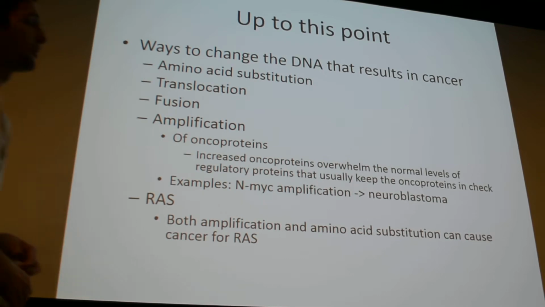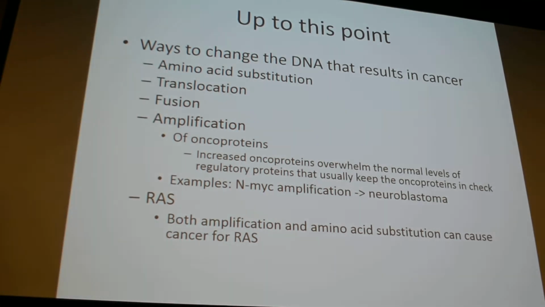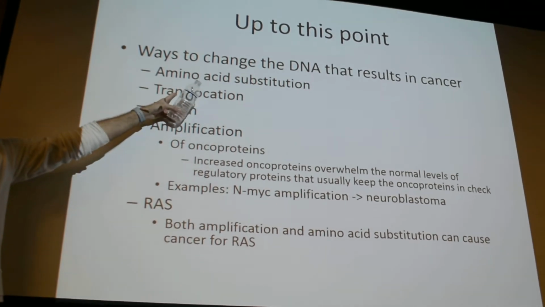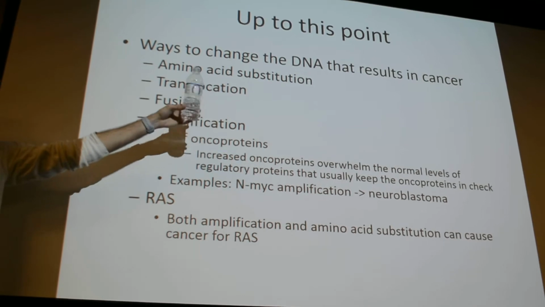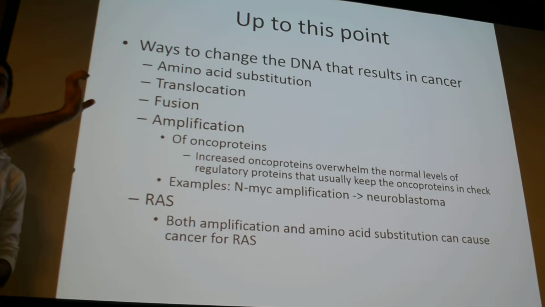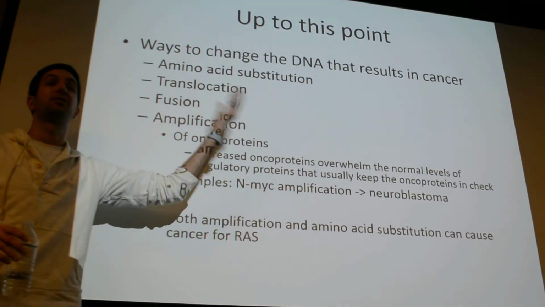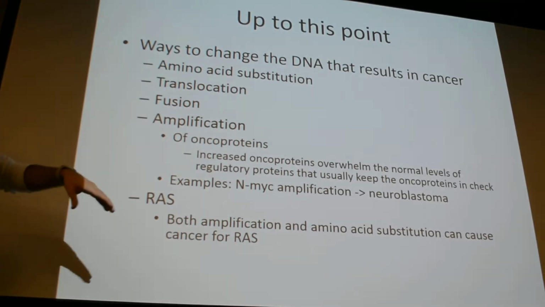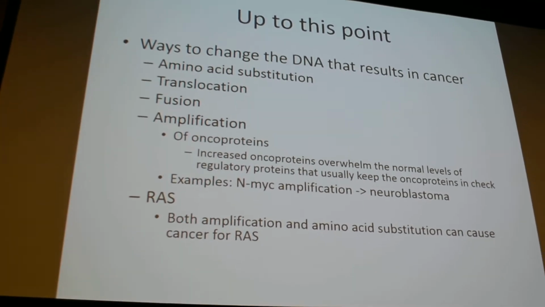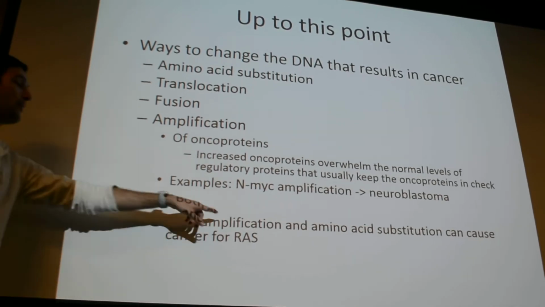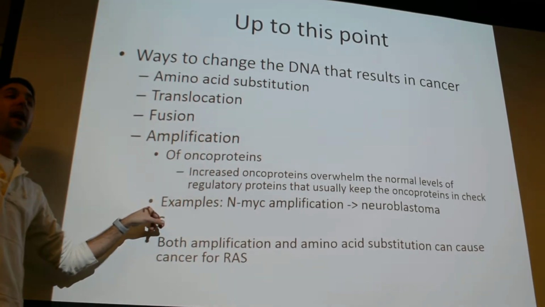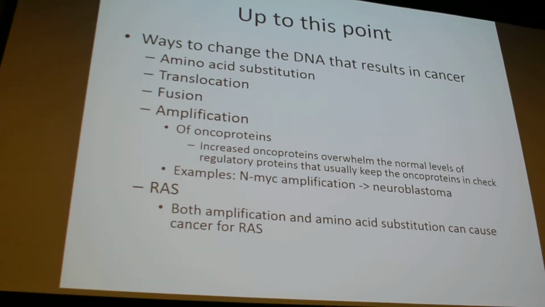So, up to this point, we talked about how mutations are going to lead to these different cancer phenotypes. Either we can get an actual amino acid substitution, or a translocation, like a fusion. We can get amplification, where I just increase the number of times that gene is in the DNA. Or it could even be changing the transcription levels of just the one gene. RAS can be due either to getting amplified, or to mutating this gene, making it more active on its own. So it's not always one or the other.